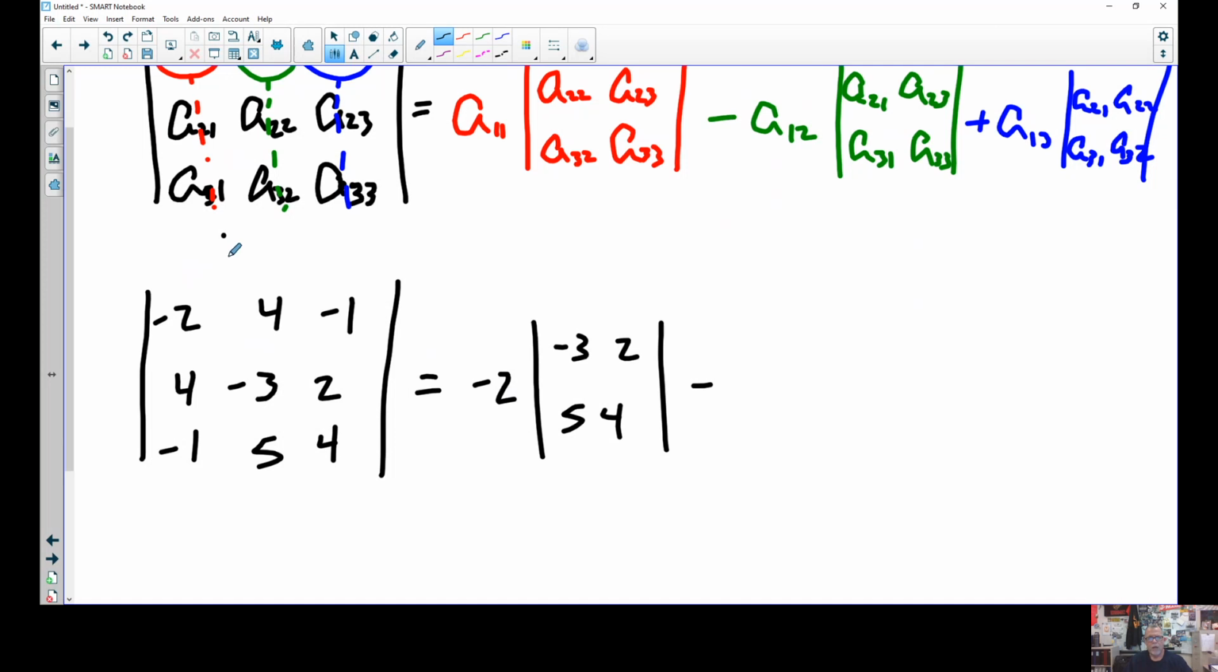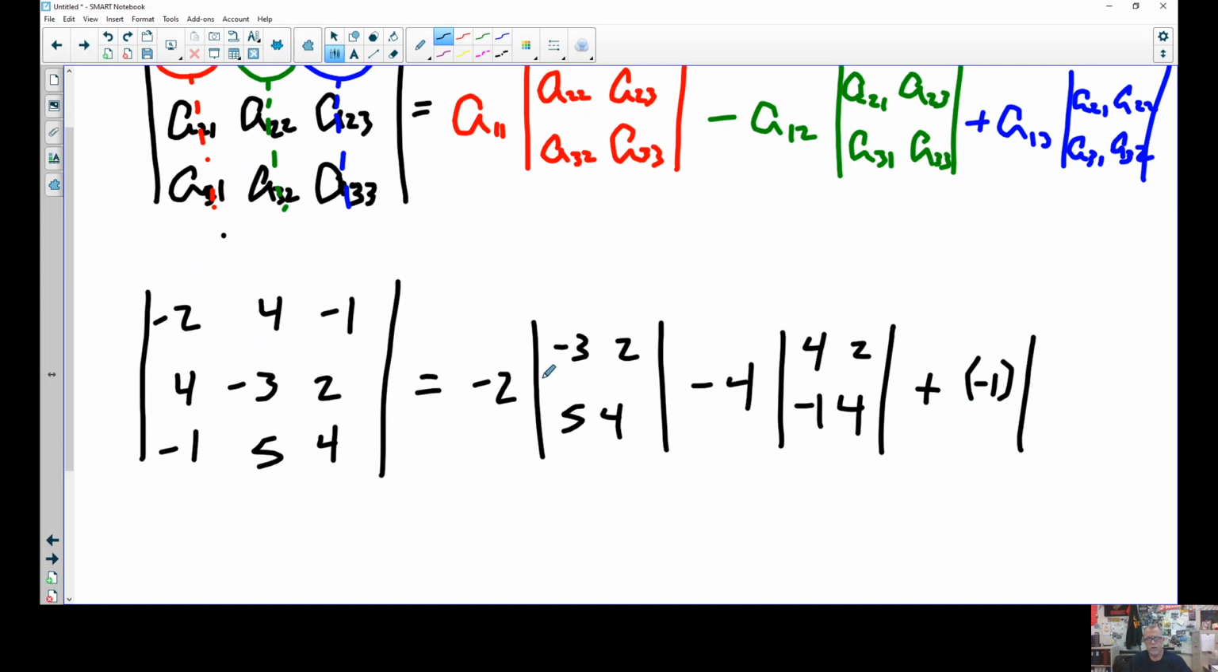Bring it down a little bit. And now we're going to use this number. So we use 4 times. Now we're going to get rid of this column, and we have these two left. So it would be 4, 2, -1, 4, and then plus this here, -1 times the determinant when we get rid of this column, this row. So 4, -3, and -1, 5. And we've got our setup. Now we have to find the numbers.